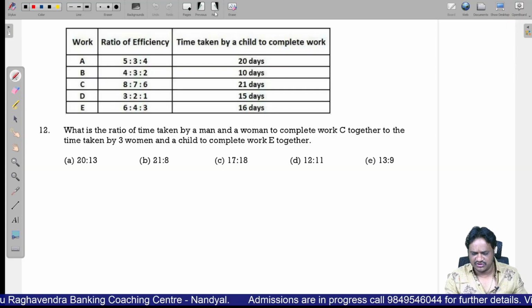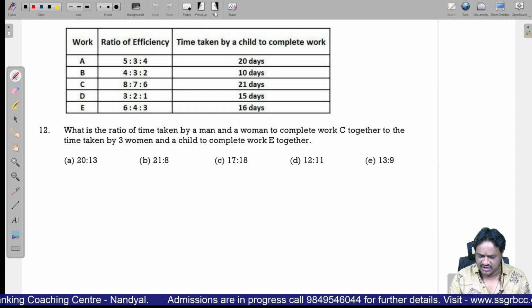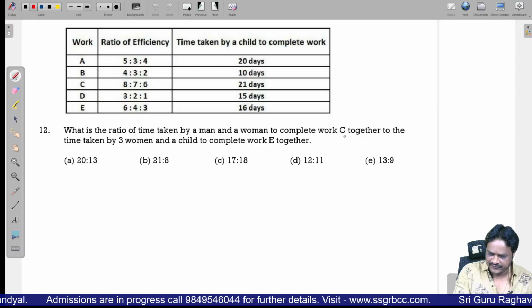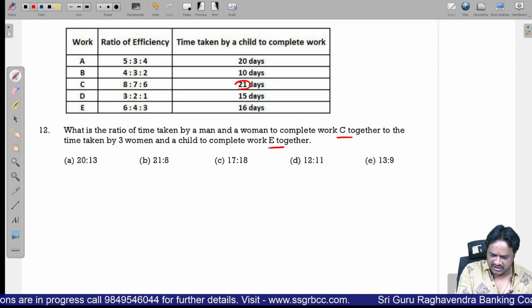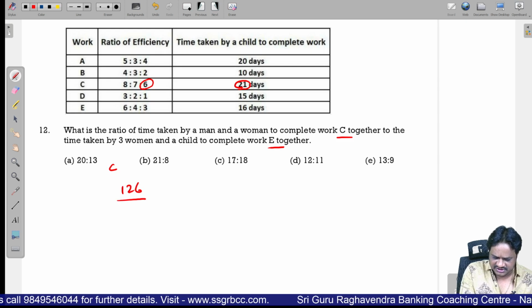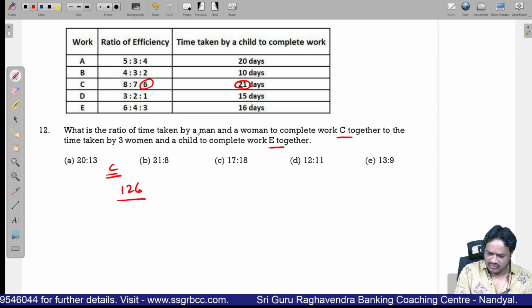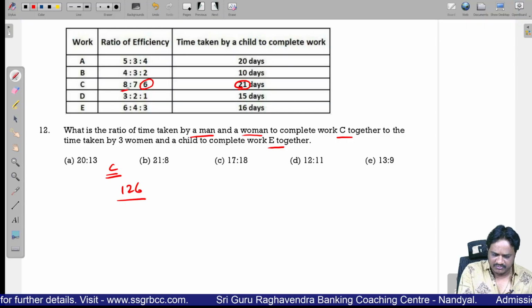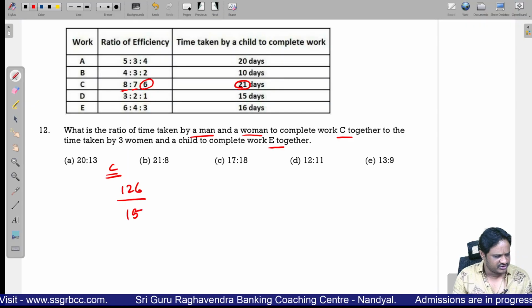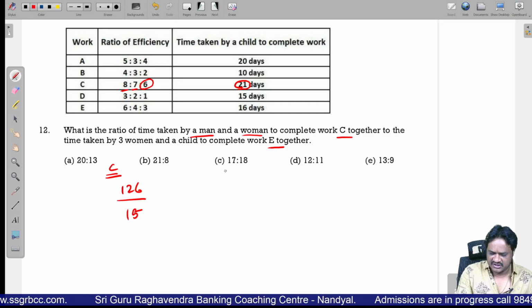What is the ratio of the time taken by man and woman to complete work C to the time taken by 3 women and child to complete work E? First, work C. What is work C total work? 21 into 6, 126. One man efficiency 8, one woman efficiency 7. So the time taken will be 126 by 15. Now come to E.